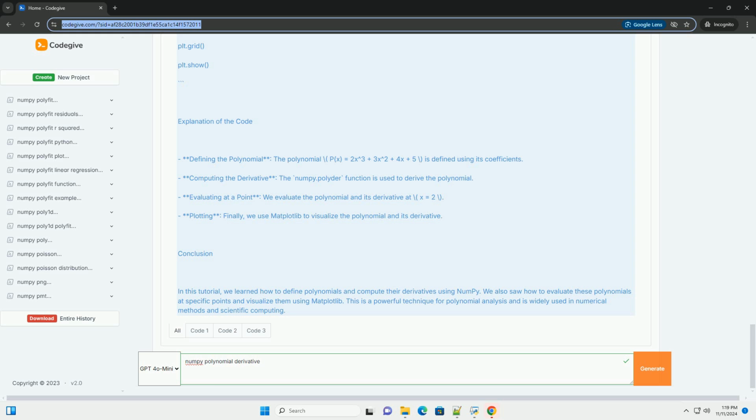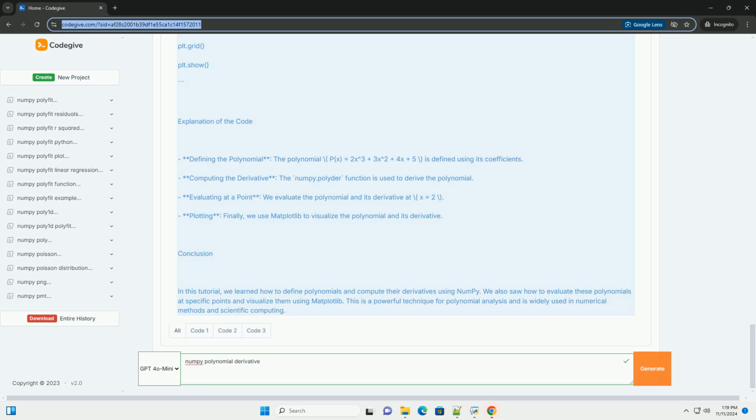Derivative of a polynomial. The derivative of a polynomial gives us the rate at which the polynomial value changes with respect to x. For example, the derivative of p(x) = x^2 + bx + c is p'(x) = 2x + b.